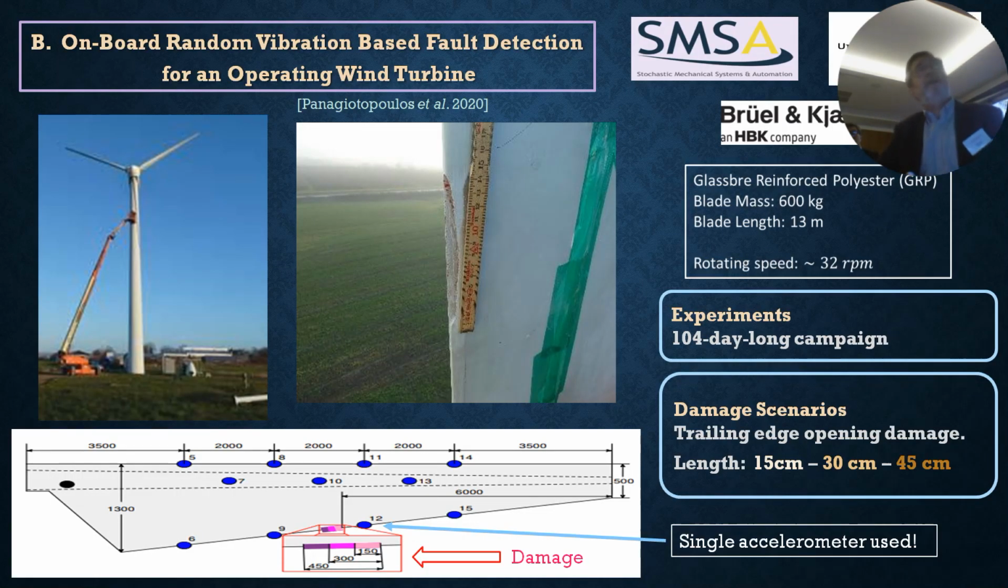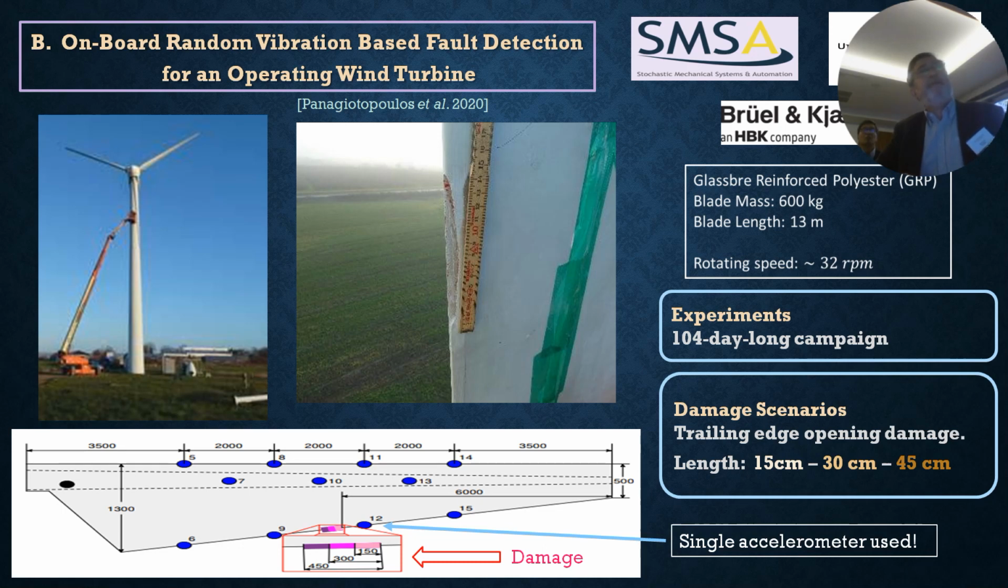This is another example from the wind turbine energy sector. And we have a wind turbine here. This is in Denmark at the National Technical University of Denmark, and this is in collaboration with B&K. And in one of the blades, there was a small damage created. You can see it here of 3 different dimensions. This was progressive damage, 15 centimeter, 30 centimeter, and 45 centimeter.